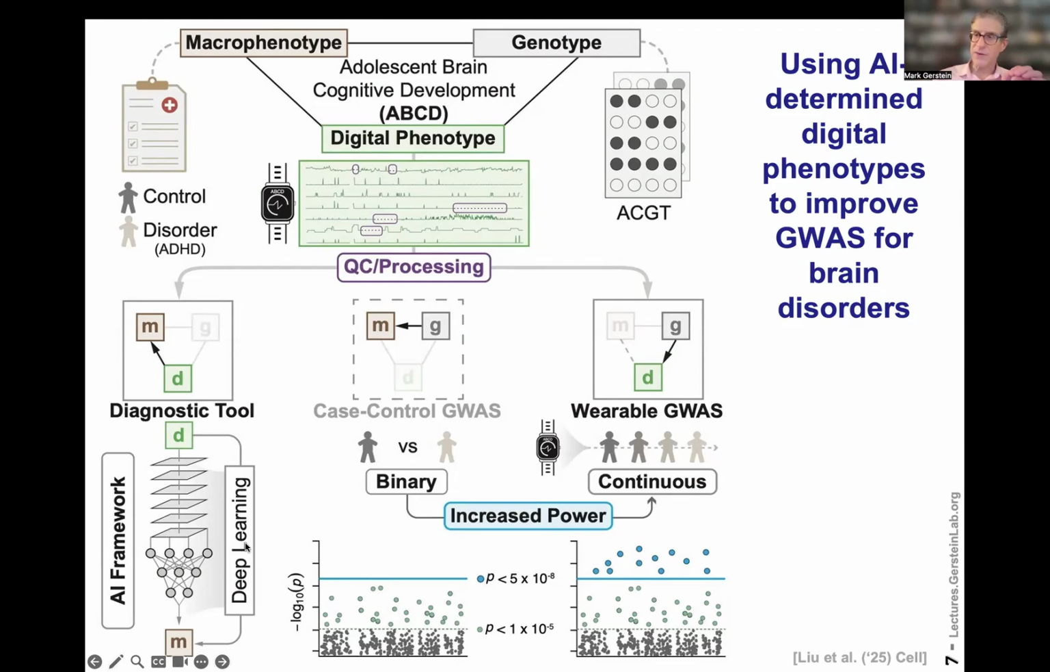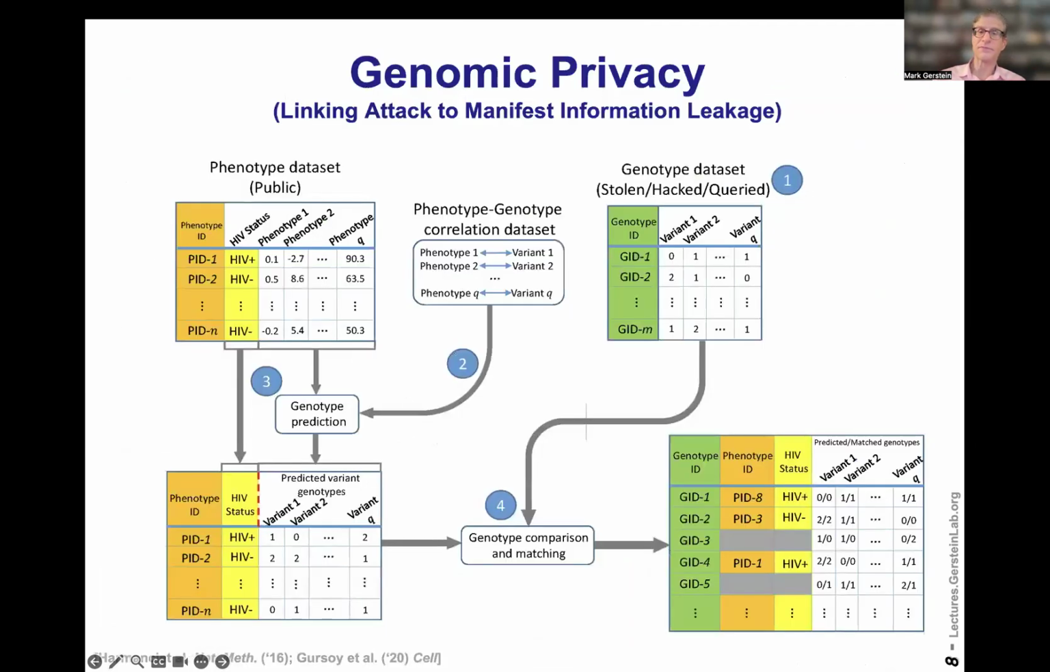And then we relate those features back to the genome in the framework of a traditional genome-wide association study, or a GWAS. And using the more precise digital phenotype, we can actually get stronger associations than we could otherwise. And this shows the associations we got actually for a particular brain condition called ADHD. And you can see we're getting fairly strong associations compared to a completely traditional GWAS.